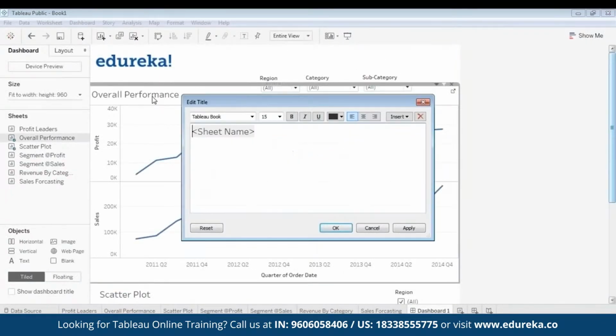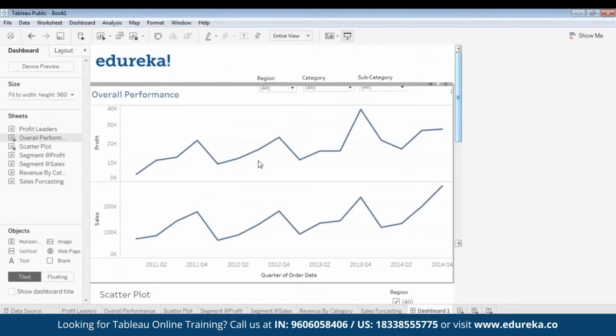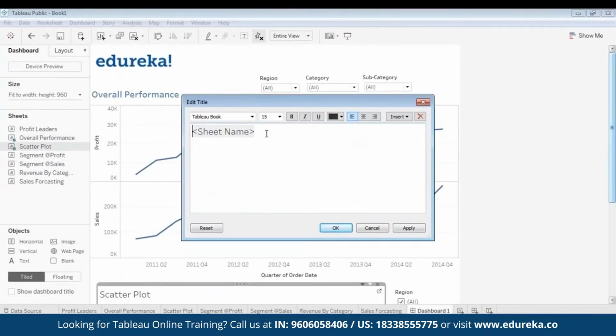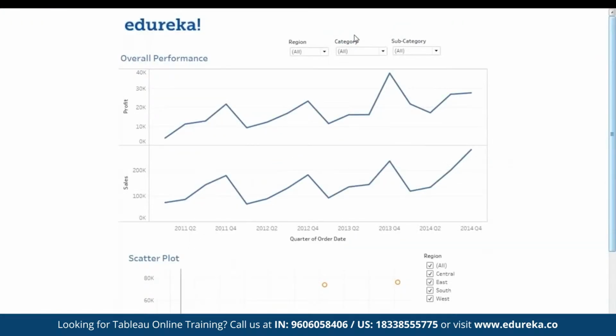A basic one. So you can change whatever name you want to show, right? I just want to make it overall performance only. I can change the color, right? You have the options to change the color, make it bold. If you want to center it, it will be in center. If I center it, it will look like this. So let it be left aligned only. Okay, this is overall performance. And then my scatter plot is there. Bold, apply.